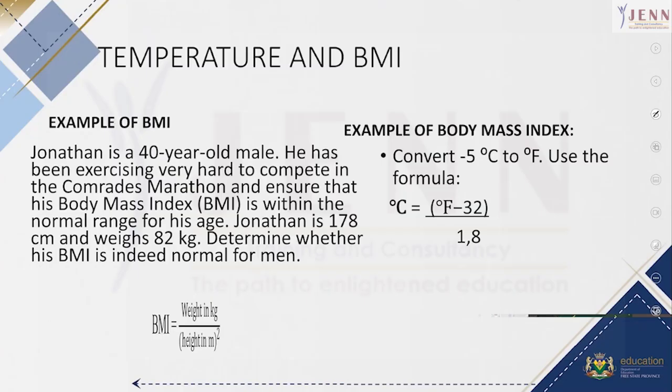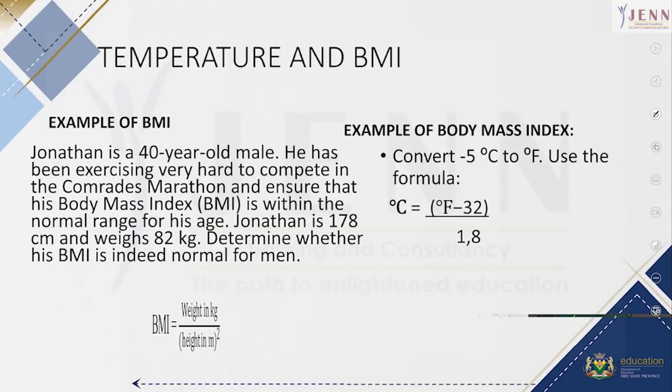We are now going to BMI. For example, Jonathan is a 40-year-old male. He has been exercising very hard to compete in the Comrades Marathon and ensure that his body mass index is within the normal range for his age. Jonathan is 178 centimeters and weighs 82 kilograms. Determine whether his BMI is indeed normal for men.